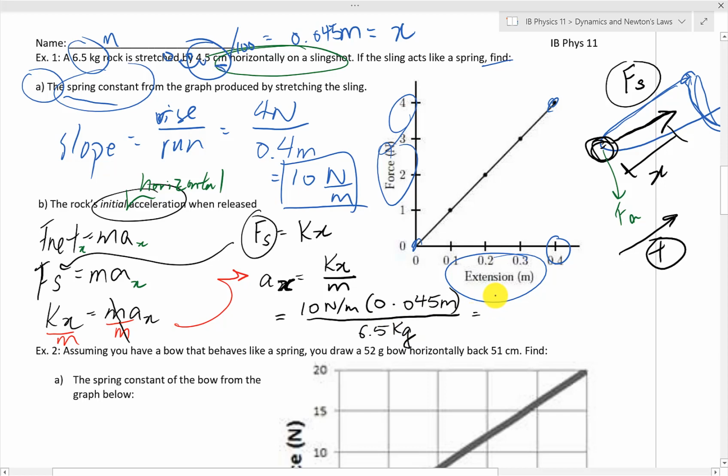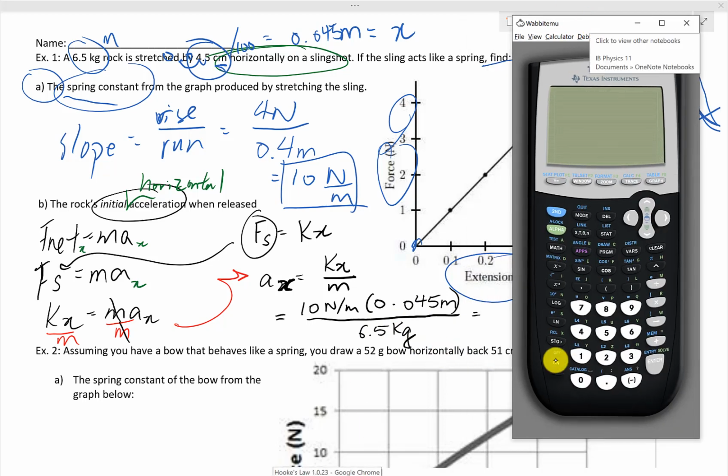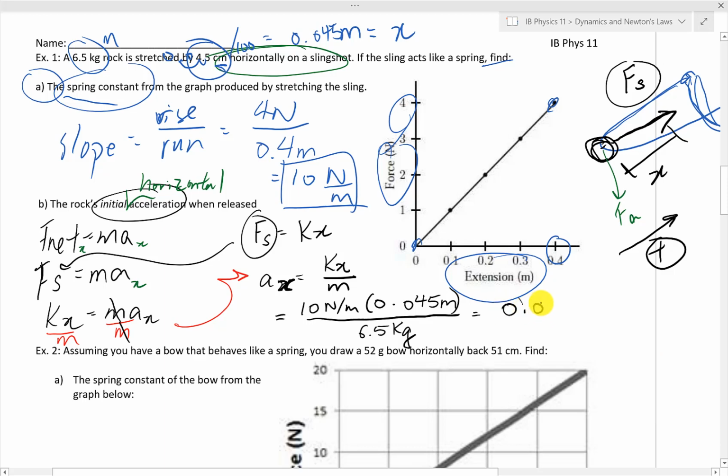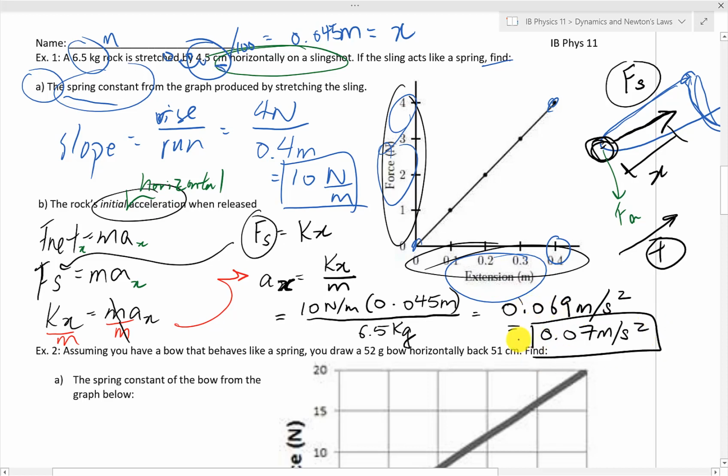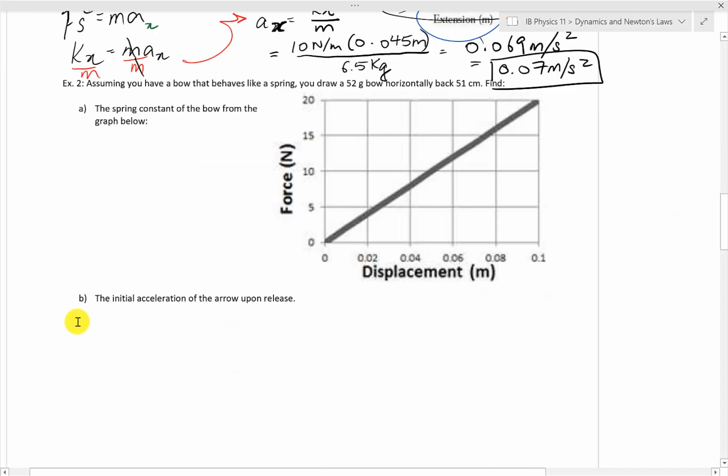That's a big rock. I should have made it grams instead. Oh well. So let's put that in our calculator. So we get 0.069 meters per second squared, rounding up to 0.069. But the graph only shows us 1 sig fig there, so I'm just going to write down again the proper number of sig figs, 0.07 meters per second squared. So here's that. Okay. Sorry, there's an F_g, that's not F_A. Okay, and now we have your example.